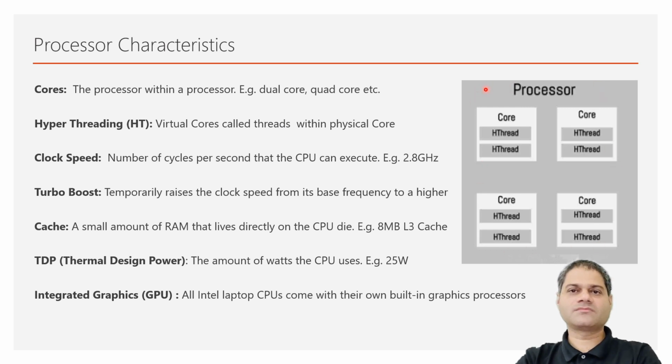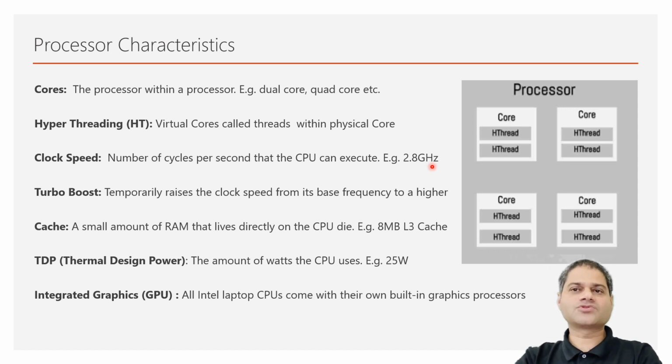Clock speed is nothing but the speed of each processor. Speed is measured in gigahertz. 1 gigahertz means 1 billion cycles per second it can process. Most commonly, you can see processor speed from 2 gigahertz to 3 gigahertz.